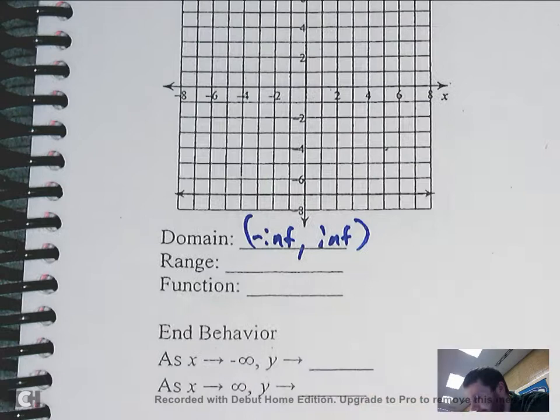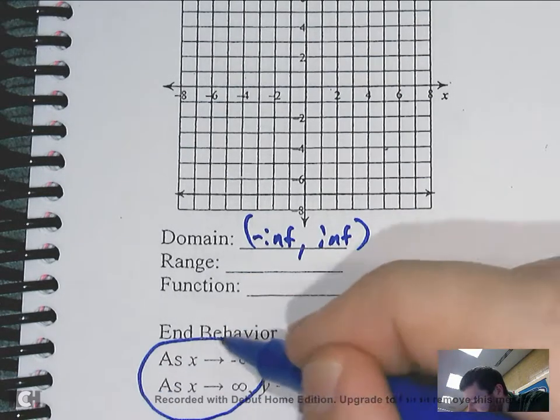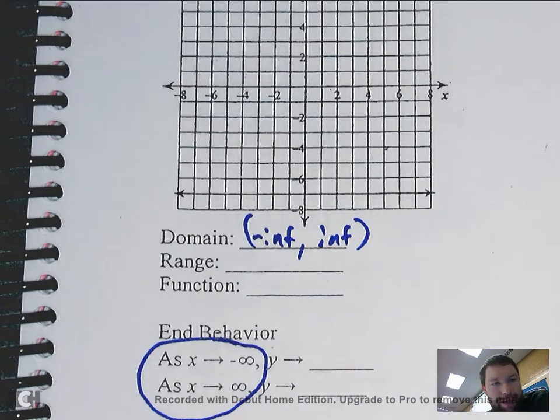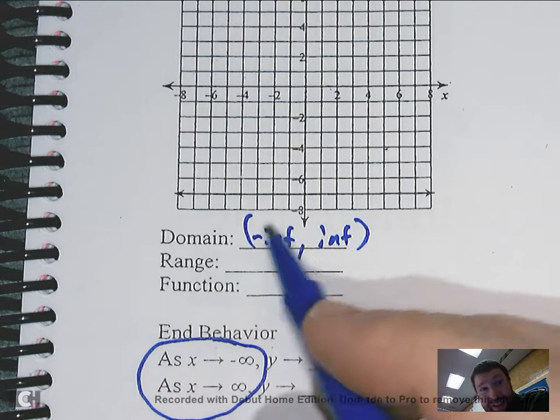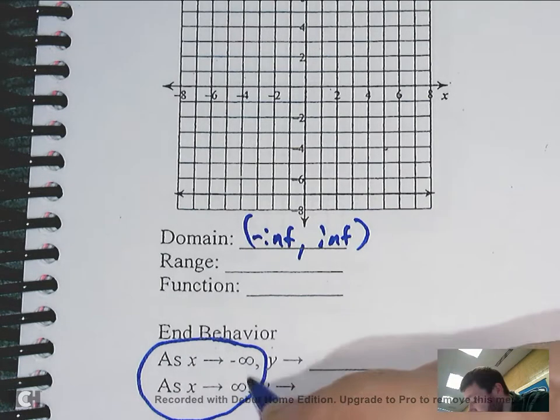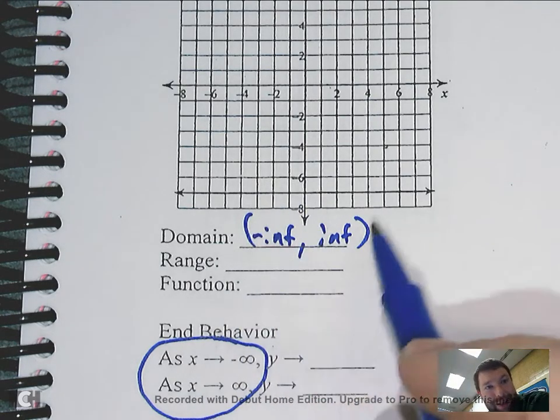And I'm going to give you guys a big hint right here. If it ever asks for end behavior, your domain is going to be negative infinity, infinity, because x can't go to negative infinity if it's not part of the domain, right? And it can't go to positive infinity if it's not part of the domain. So if it's going to ask you those two things, domain should be pretty easy.